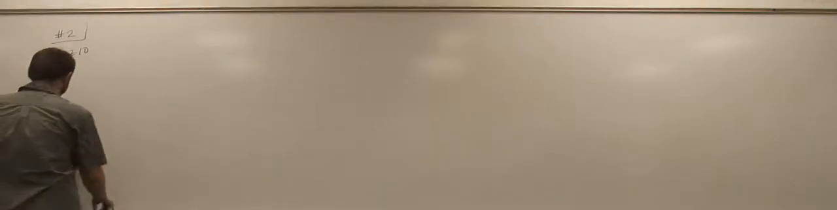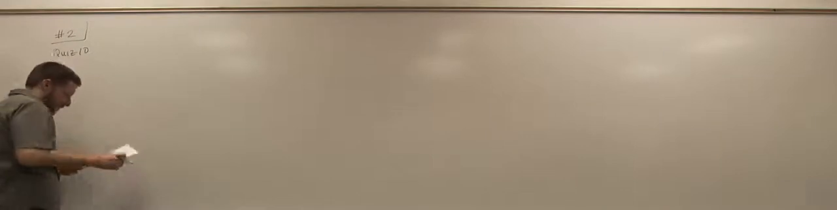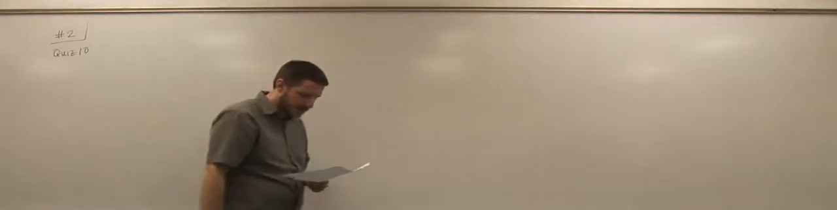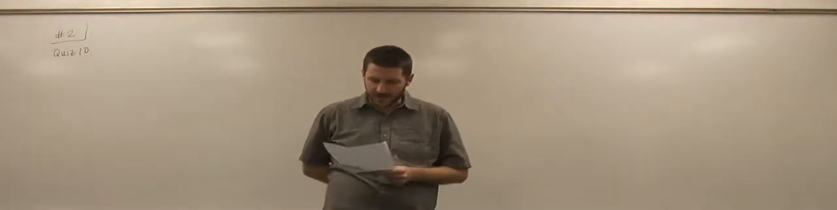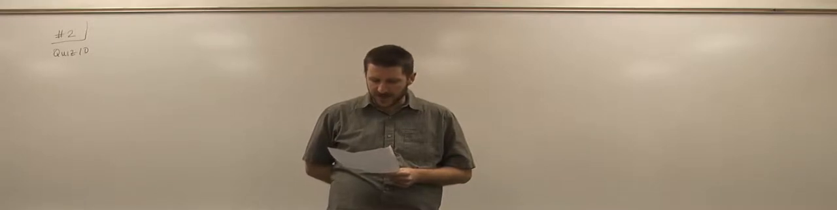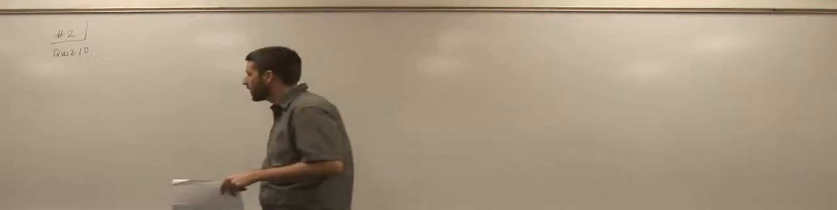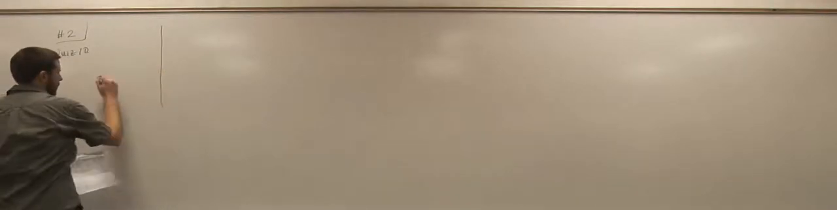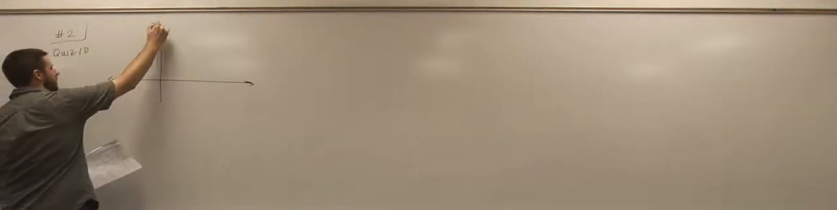Yay. So Quiz 10. It says use upper sums with 4 rectangles to find the approximation of the area of the region between the graph of the function 9 minus x squared and the x-axis. Okay, so there's a lot of work. Our function is 9 minus x squared.